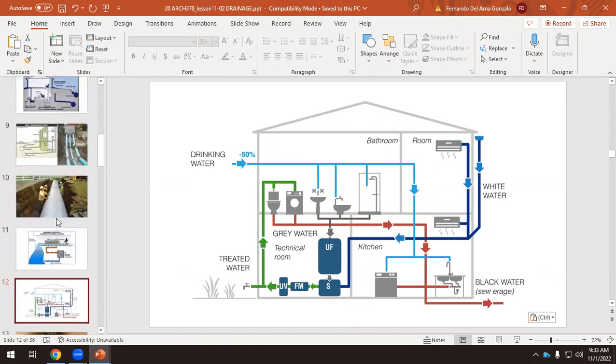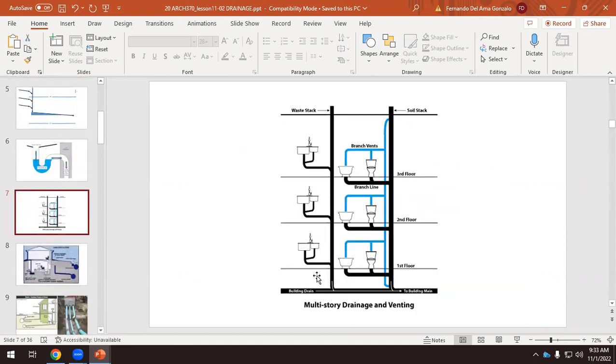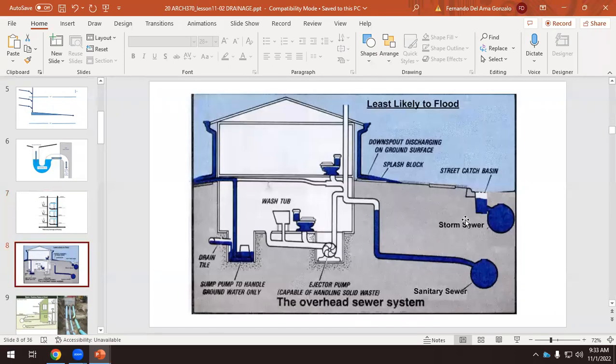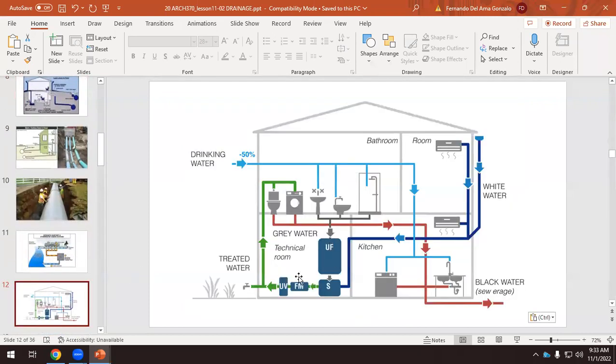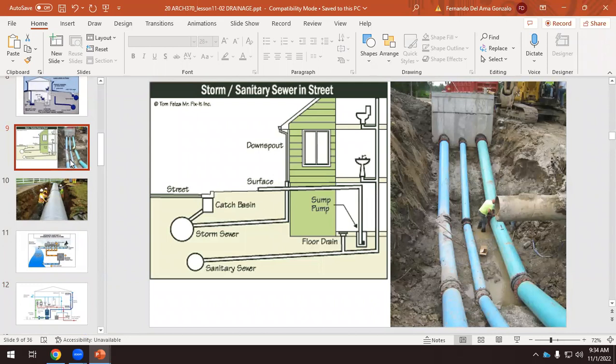Okay, so this picture is not good enough, because here we have the black and here we have the gray. And at the end, we mix everything. So that's slightly better, but even better is this option: having, in this building, a small treatment plant so that we can reuse the water that the building generates.